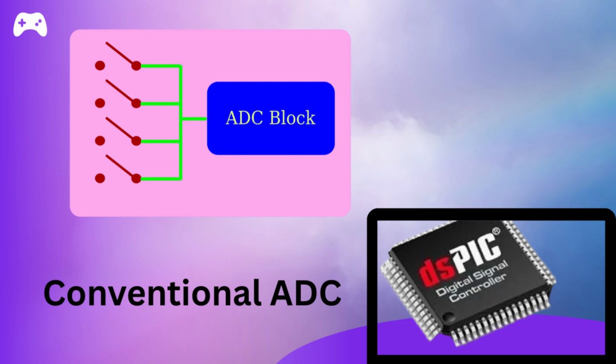So all the switches are control switches. You can connect switch number 1 and then convert the analog voltage available at pin number 1. Similarly, you can connect switch number 2 and convert the analog voltage available at pin number 2. Likewise, one ADC block will be used time-wise, and then many analog voltages can be converted. This is a conventional type of analog to digital conversion available in almost all the microcontrollers of Microchip.